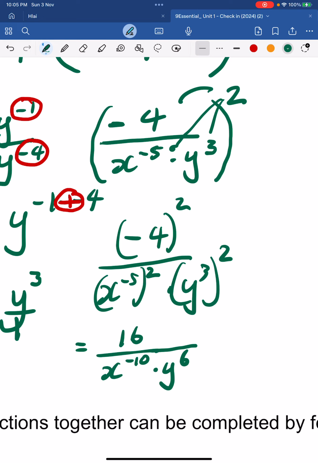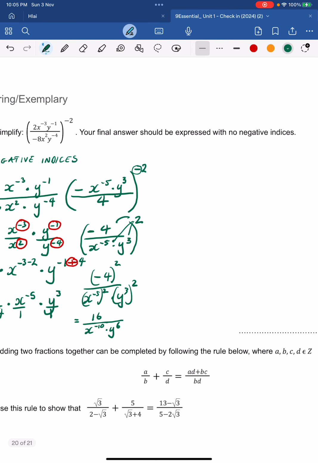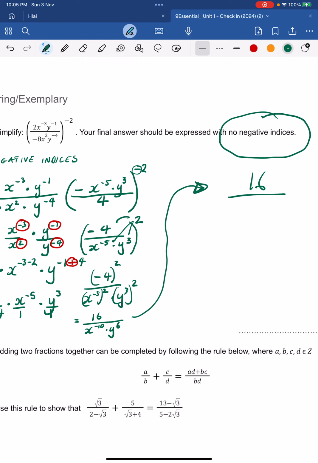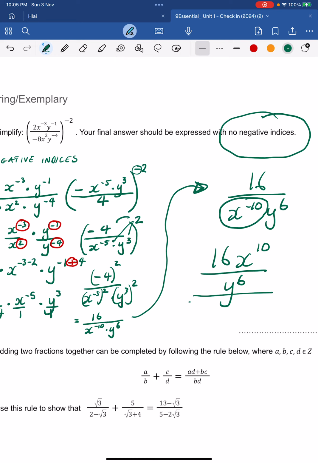but then we go back and check the starting point, which was there should be no negative indices in the final answer. So we've got just one more step to go. 16 here, this is x to the -10, and this is y to the 6. And the x to the -10 we can rewrite and put the x to the power of 10 on the numerator and y to the 6 on the denominator. And we have indeed finished.